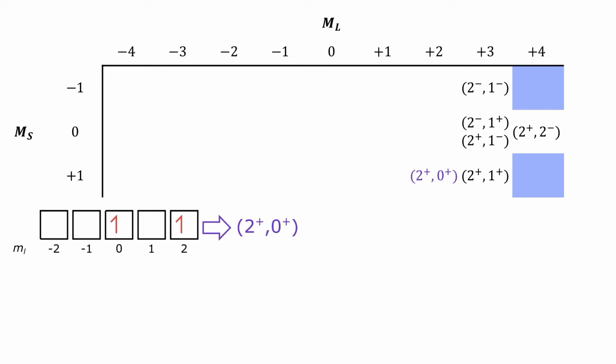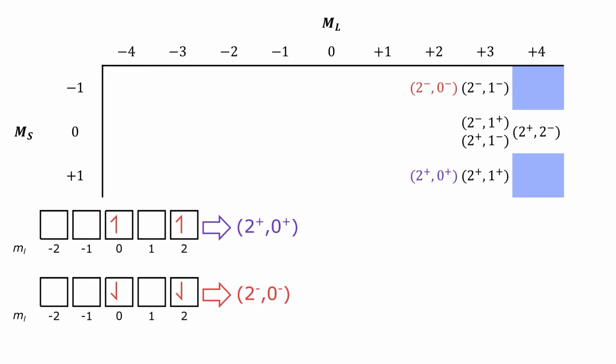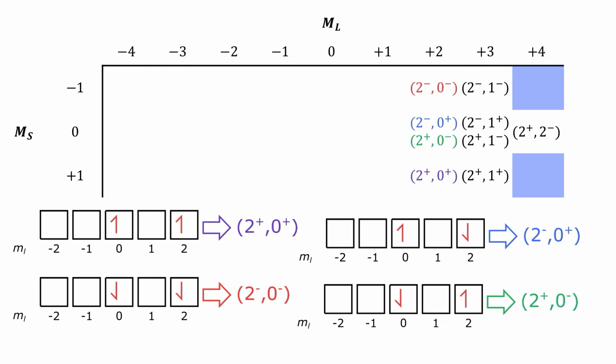For 2 and 0, we can have both spin up, 2 and 0 spin down, and then alternate spin up and spin down. For 2 and 0 gives us 4 new microstates. We are filling up the ML +2 column by putting the electrons in an orbital with an ml value of +2 and another with a value of 0.